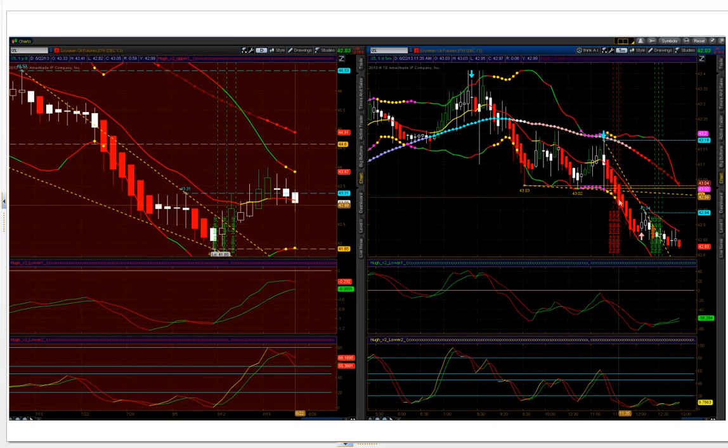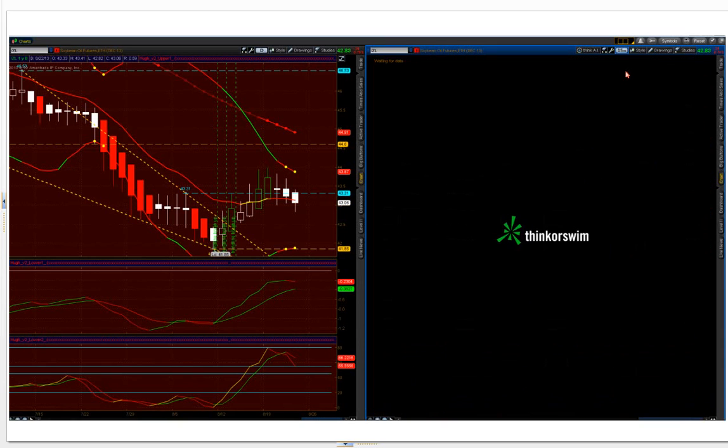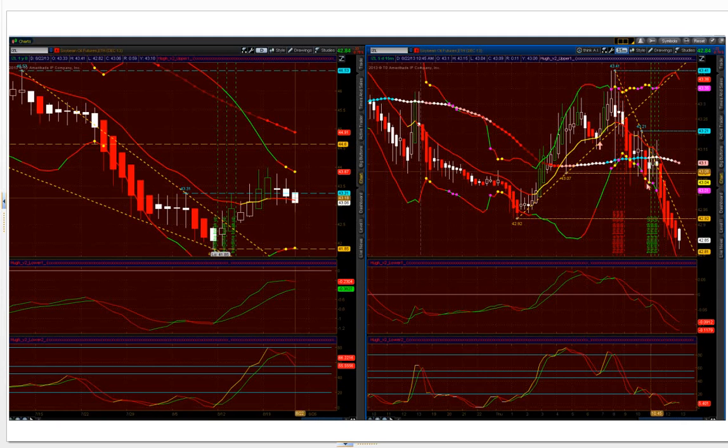So here you can see, just based on our model, you can see the trend line break here. You can see that the squeeze broke to the downside on the 5-minute. And then let's look at the other time frames. So that's the 5-minute. Look at this. Here's the 15-minute.